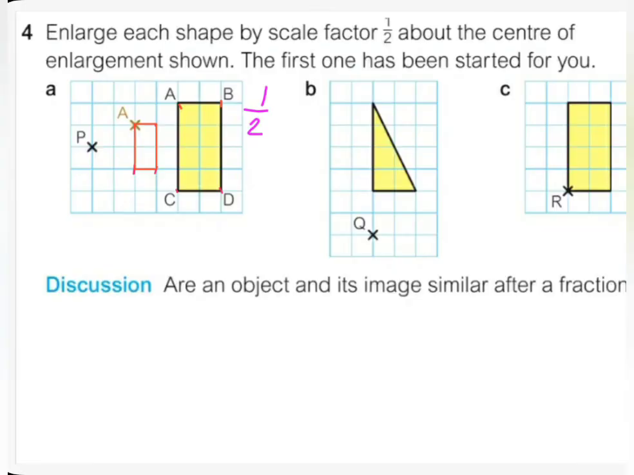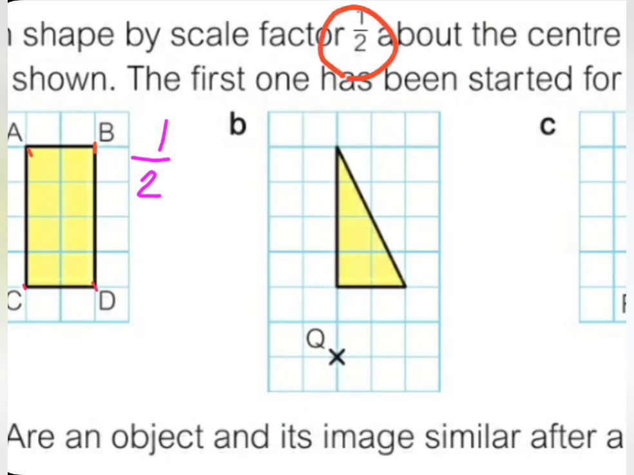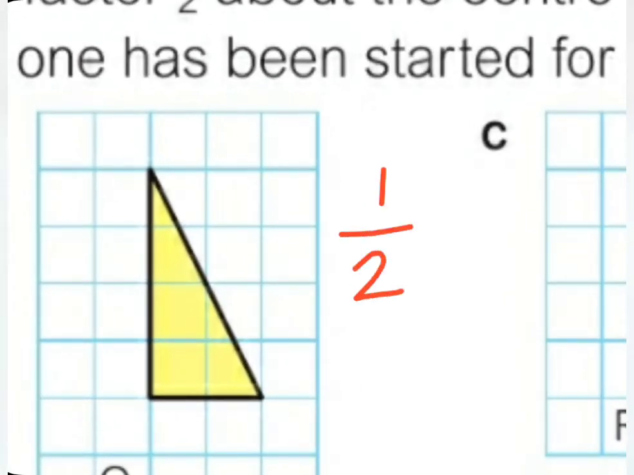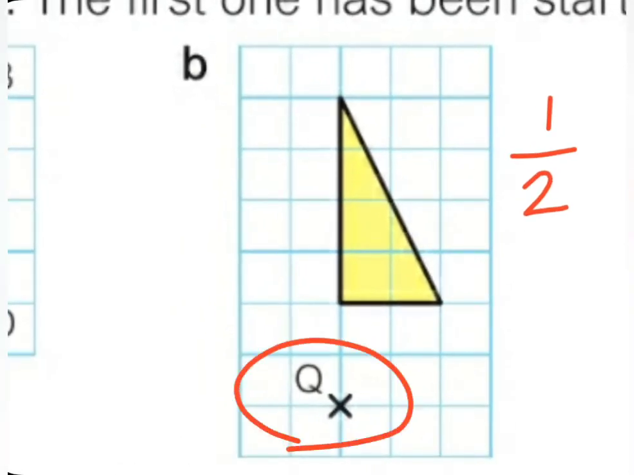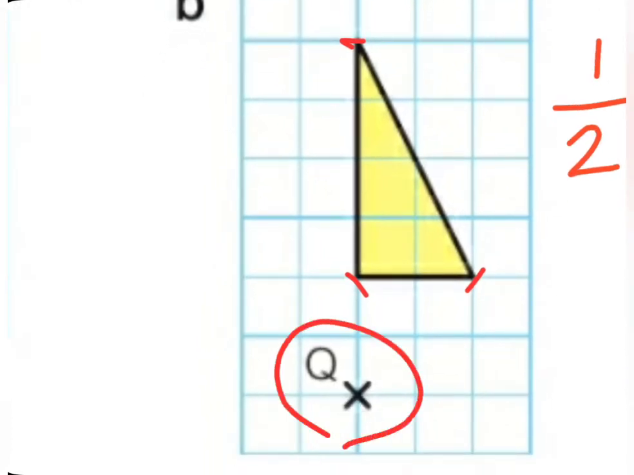Now let's move on to the next question, which is B. Using the same scale factor, which is half. So we're going to take this here. We write it here so we know what we are using. And we will use Q as a center of enlargement. Same idea. We have 1 point here, 1 point here, and 1 point here. Now we're going to find the distance between the points and center of enlargement, and then multiply it by the fractional scale factor, and then plot the new points.